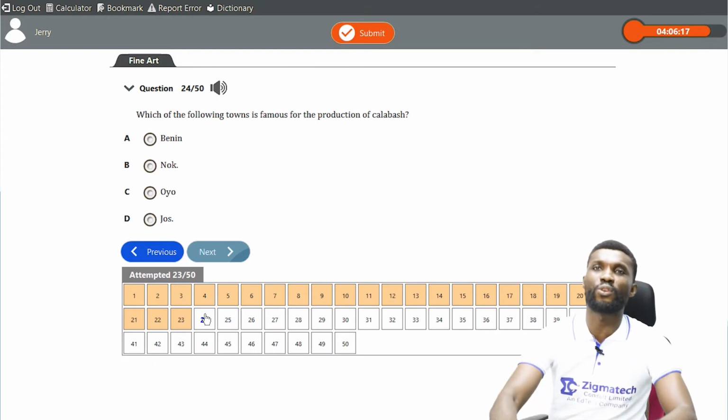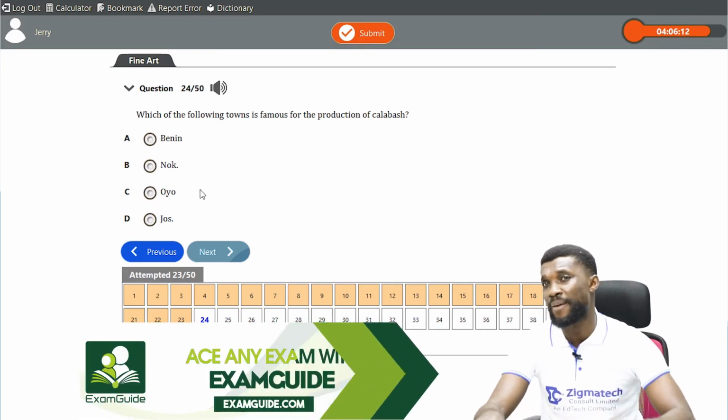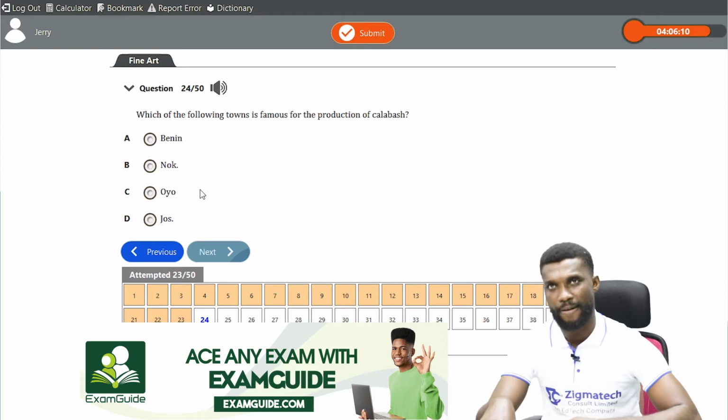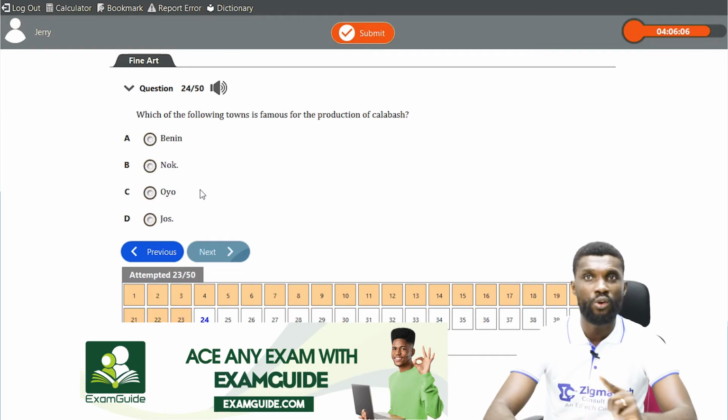Now, Nok is known for terracotta. Nok is another kind of art that is known for terracotta. And now what's terracotta? Terracotta is known as what? Baked clay. So that's terracotta. So the Nok art, they are known for terracotta. They are not known for calabash.